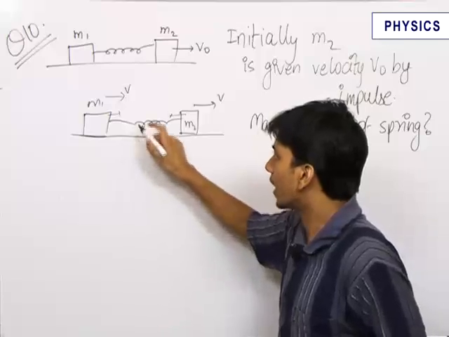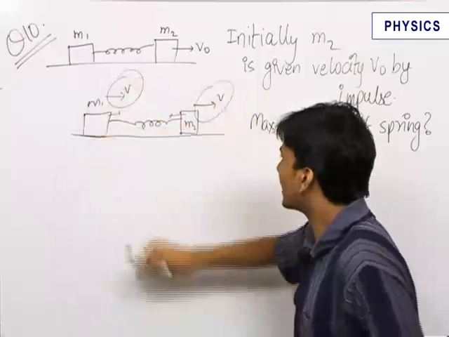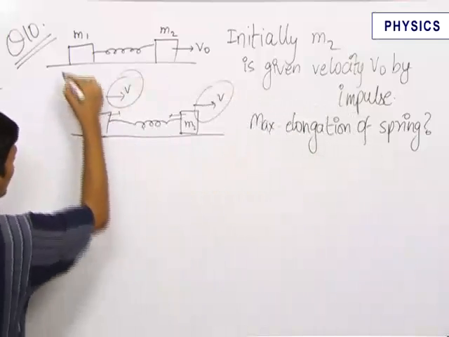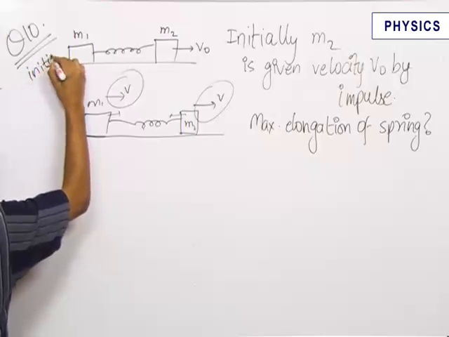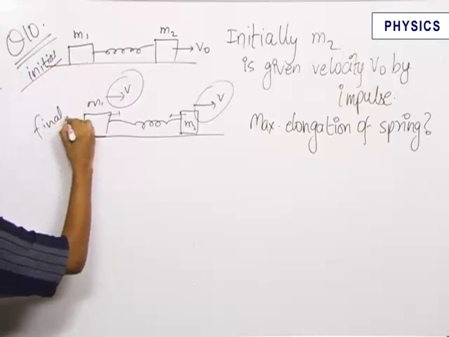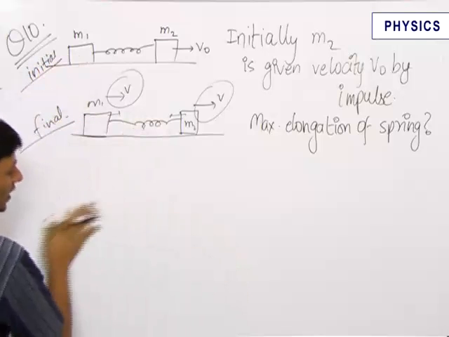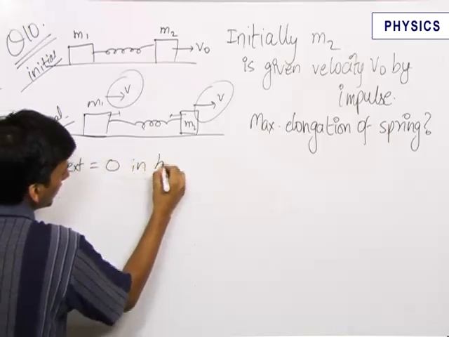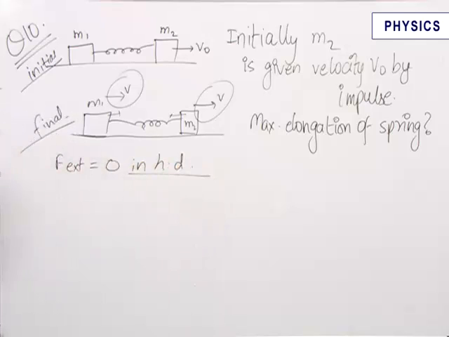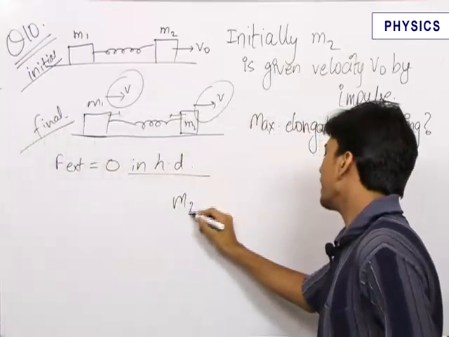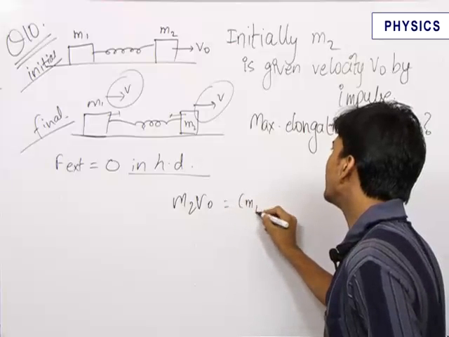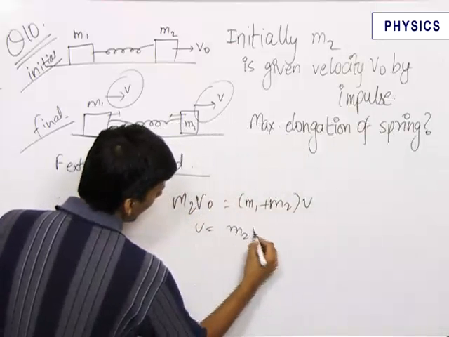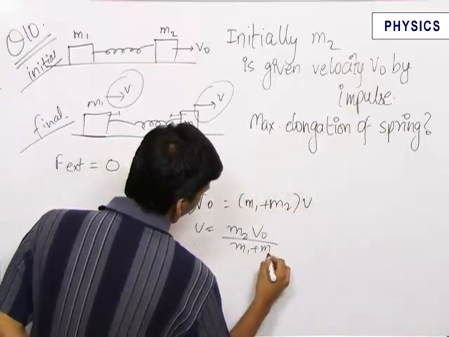So this was the point of time when they both had a velocity v, that the spring had its maximum extension. So we know this point of time, so we apply momentum conservation from this initial position to this final position on the system in horizontal direction, because the external force on the system is 0 in horizontal direction. So by applying momentum conservation we get m2 v0 is equal to (m1 plus m2) times v. Therefore we get v is equal to m2 v0 upon (m1 plus m2).